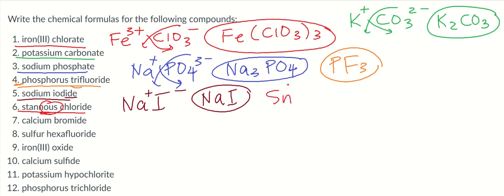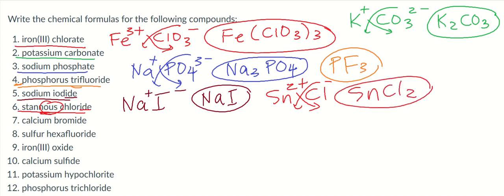The symbol is Sn. And chloride, notice the IDE ending. So not always, but usually that's your elemental ion. Chlorine is a halogen. It's a 1 negative charge. Let's crisscross these numbers. And there's your formula for stannous chloride.